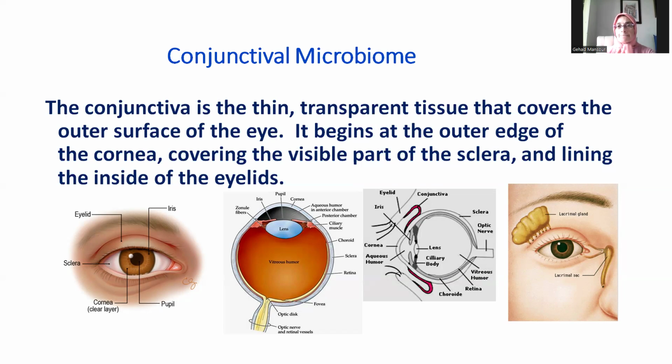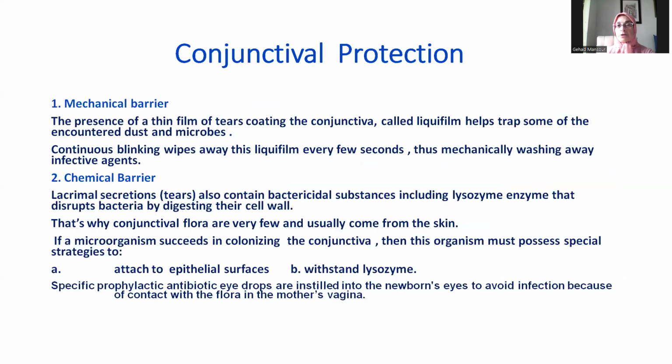And I might ask you to justify why is infection of the eye or of the conjunctiva infrequent. The infection of the eye or the conjunctiva is infrequent because there is mechanical protection and chemical protection. Or in other words, there is a mechanical barrier and a chemical barrier. The mechanical barrier is in the form of a thin film of tears, which we call the liquifilm.